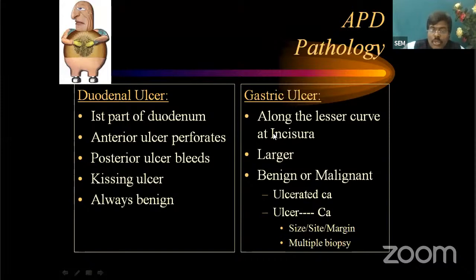If the ulcer in the stomach is more than 2 centimeter, or in the proximal stomach, or along the greater curvature, they have a higher likelihood of malignancy. So these are the three things. Whereas other ulcers, especially small ulcers less than 2 centimeter, along the lesser curve, especially in the incisura region, or in the pre-pyloric region like what you saw just now, are usually due to H. pylori organism.